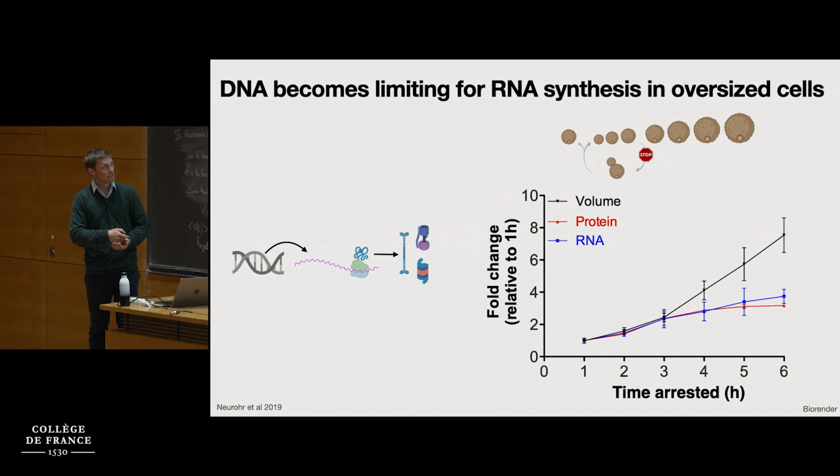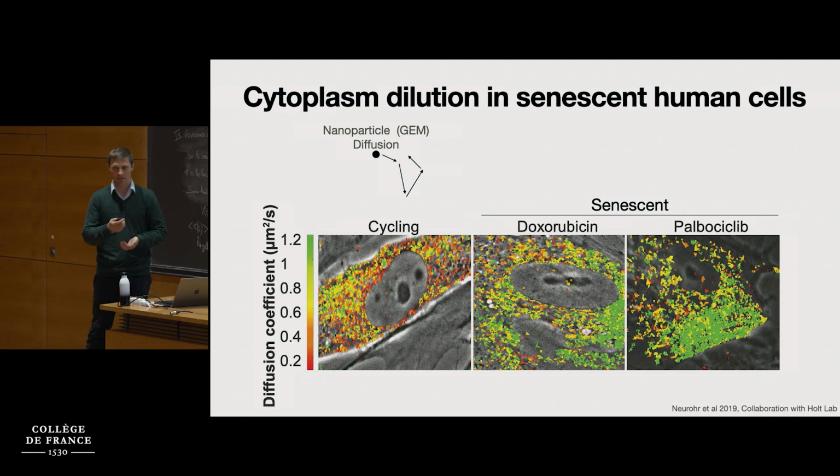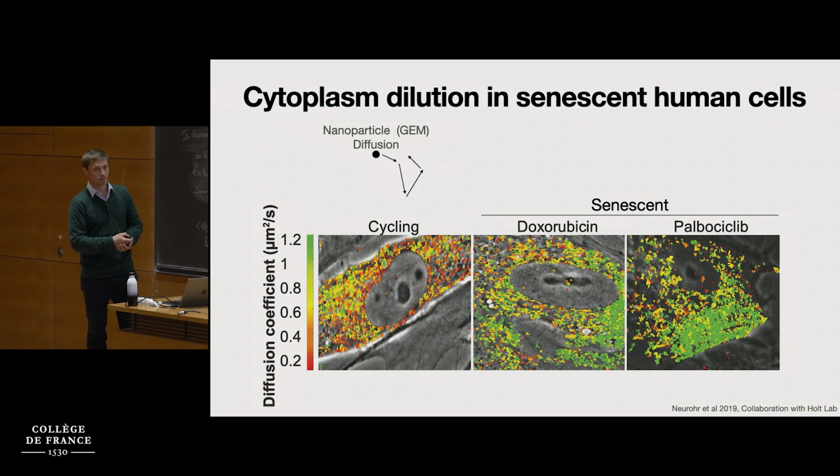This type of cytoplasm dilution, as we called it, is also occurring in the senescent cells I've shown you before. This is not a direct measurement of protein concentration, but this is using genetically encoded nanoparticles that Morgan Delarue was also using. I believe he had also talked here some time ago. And what you can see here are diffusion rates of these large particles inside of cycling cells or inside of senescent cells. If these particles move faster, it's an indication that the cytoplasm is somehow less crowded. And you can see the senescent cells have many more particles that move fast, color-coded green, than the cycling cells.